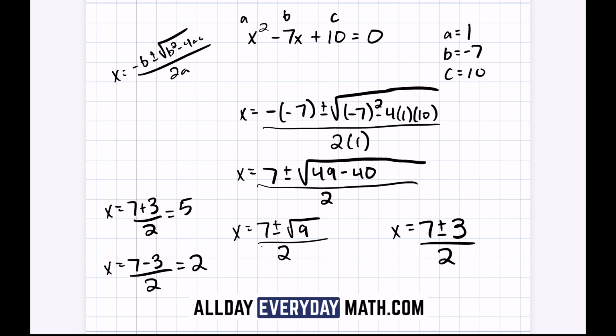So that means that our answers, our solutions, would be x equals 5 and x equals 2. Those would both be solutions to our quadratic equation. And that's how you use the quadratic formula to solve a quadratic equation.